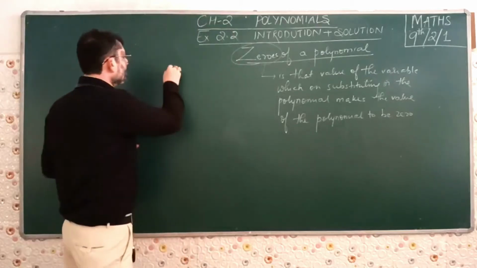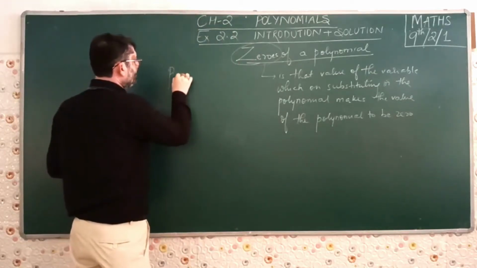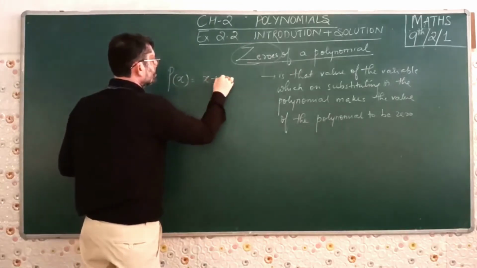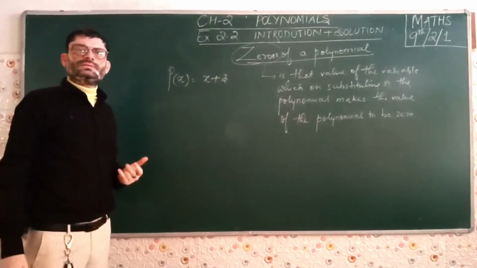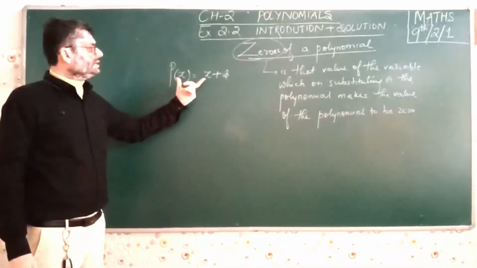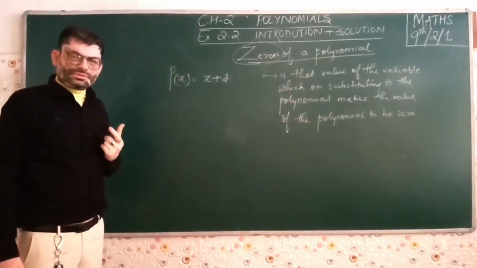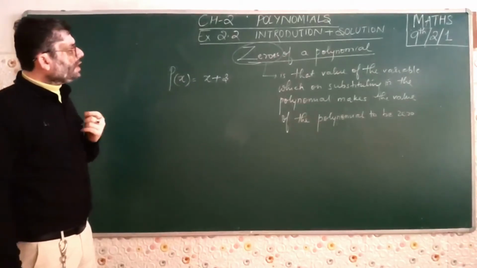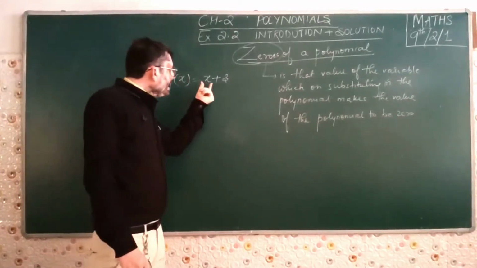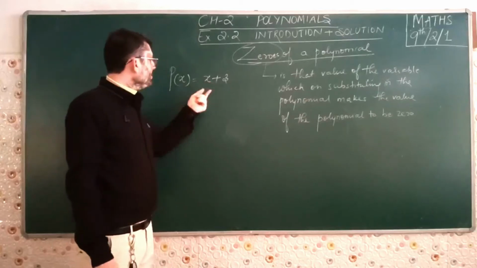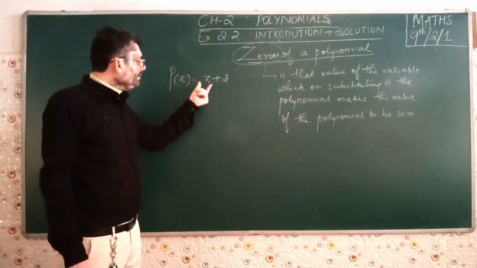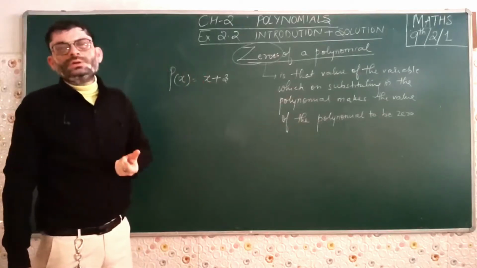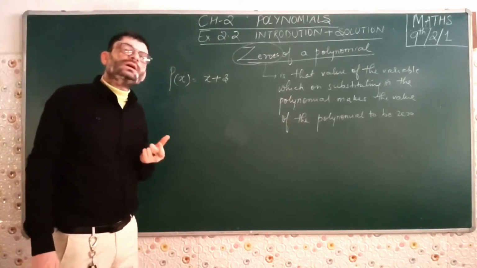Suppose we take p of x is equal to x plus 3. Suppose this is the example that is given to us. So we are looking for such a value of the variable x that will make the total value of the polynomial to be 0. And if we get that value, it is called the 0 of the polynomial.